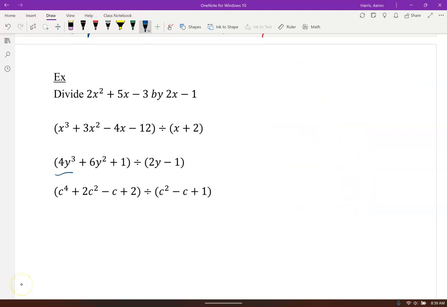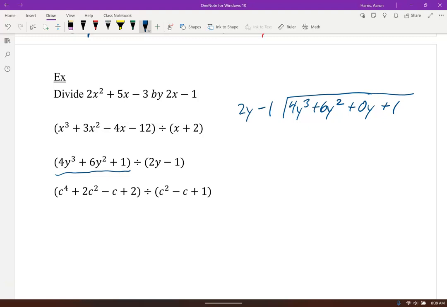We got 4y to the third plus 6y squared. Now notice there's no y term. It just goes to the plus 1. So what you do is you put a placeholder in. So I'm going to put in plus 0y. In other words, there's nothing there. And then the 1. So make sure you put in a placeholder if needed. The divisor does go down by degree here, 2y, and then the constant.